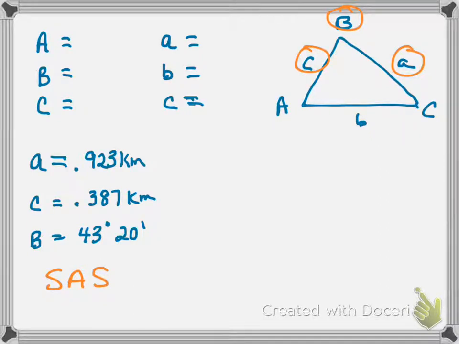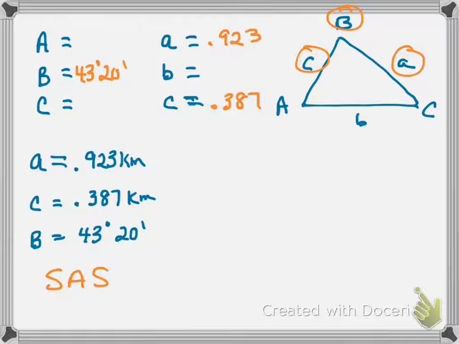So A is 0.923. Whoops, that's side A, not angle A. And I know side C is 0.387, and angle B is 43 degrees and 20 minutes. All right, so no pairs. That means I'm stuck with law of cosines.